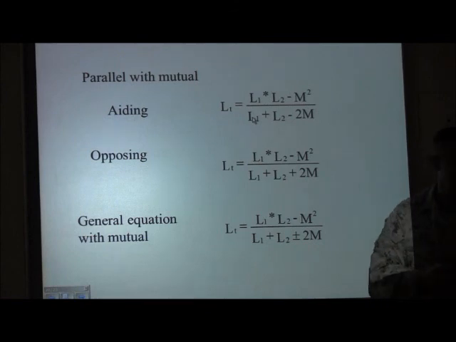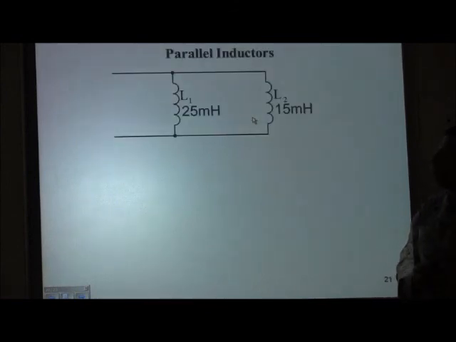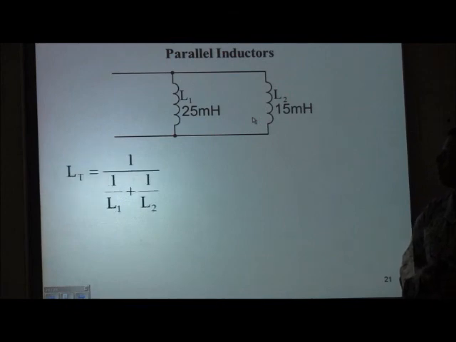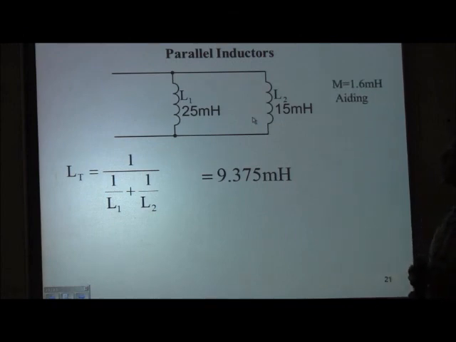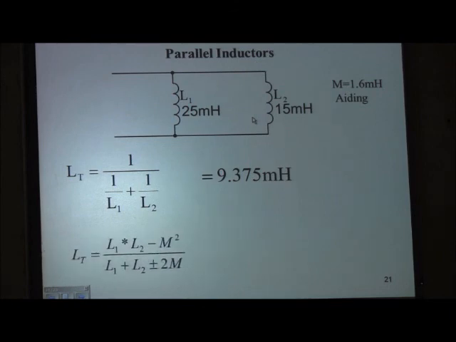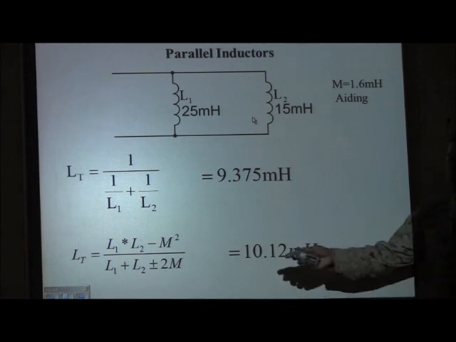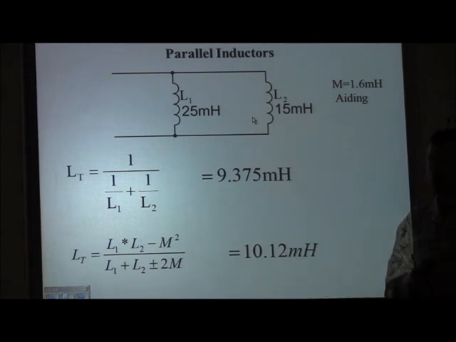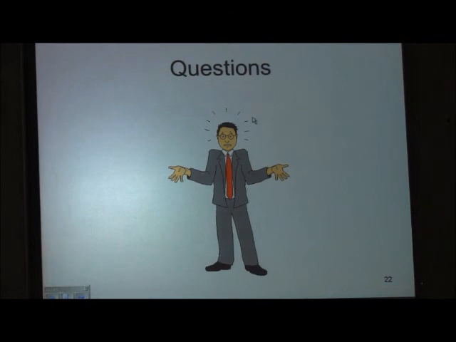Is everybody good with parallel mutual? All right. Your product over sum, or the reciprocal of the sum of reciprocals, is 9.375 millihenries. This is opposing, so it's going to be minus the 2M in the denominator. Any questions?